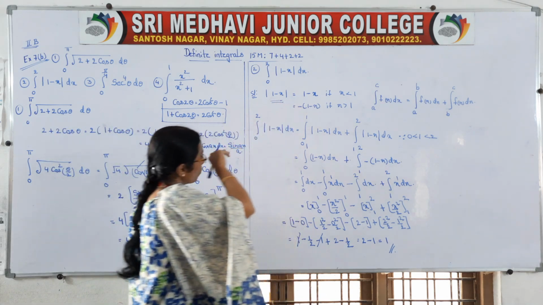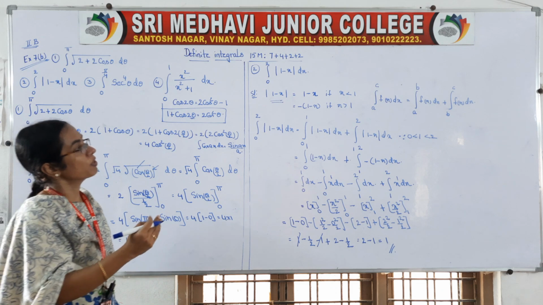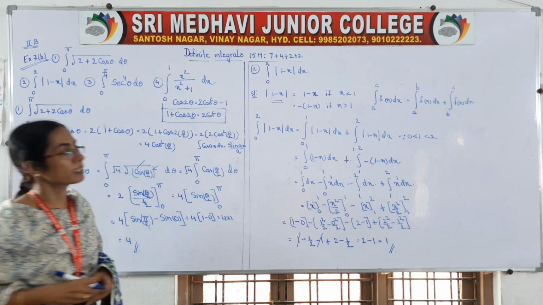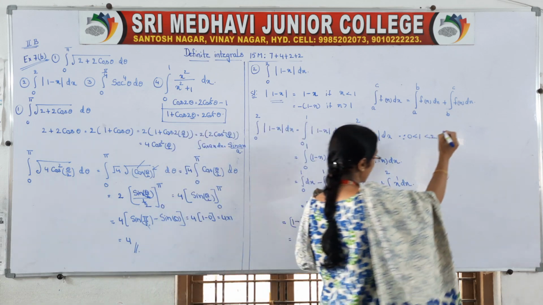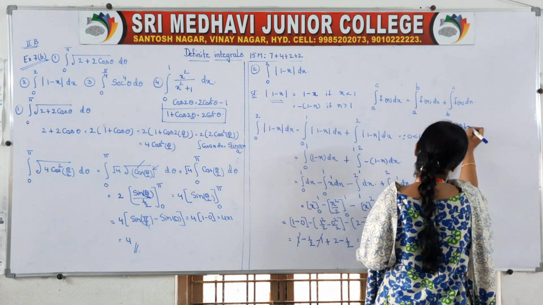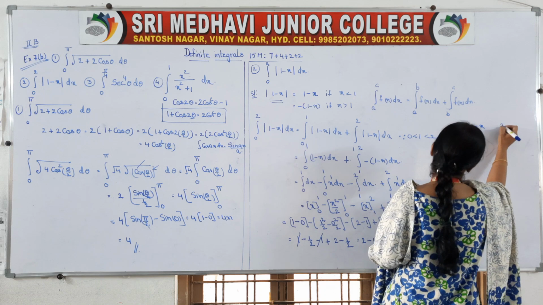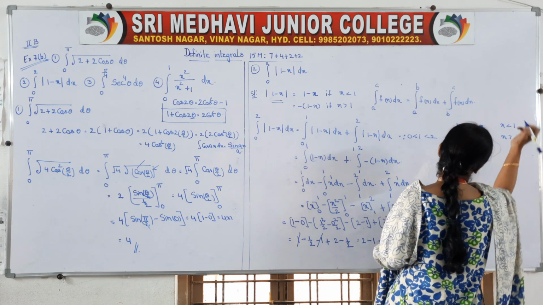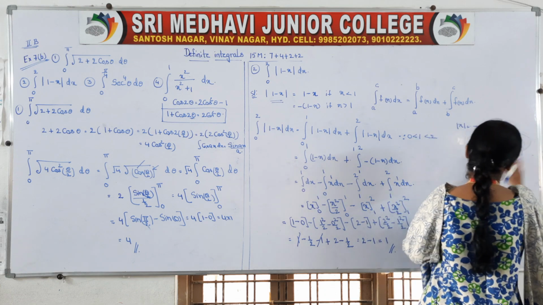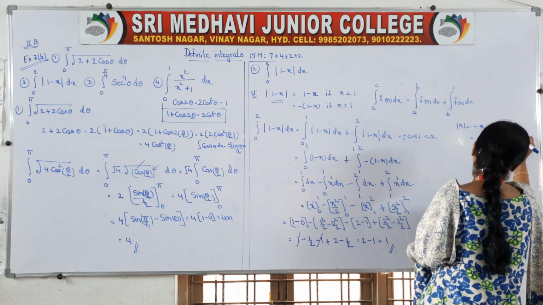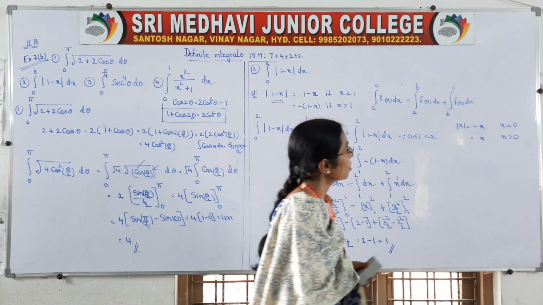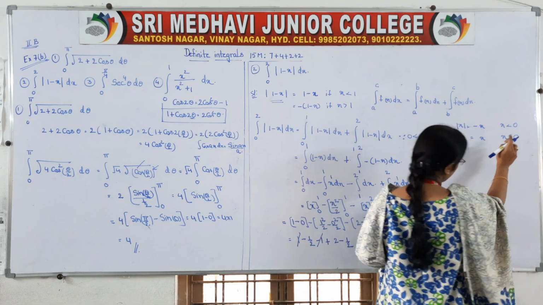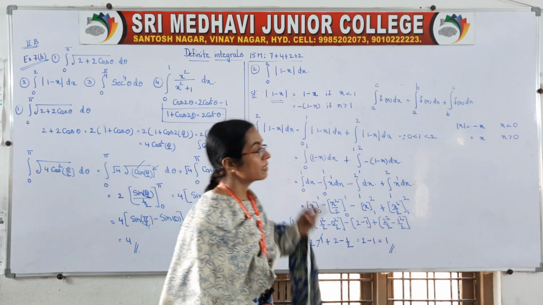In general, mod x is equal to, first we will take the value, minus x while taking the value as mod x. We will take minus x if x is less than 0, and mod x is equal to x if x is greater than 0.